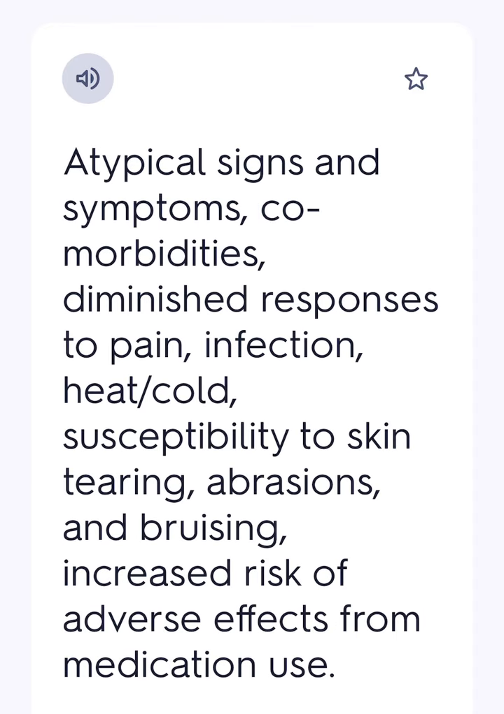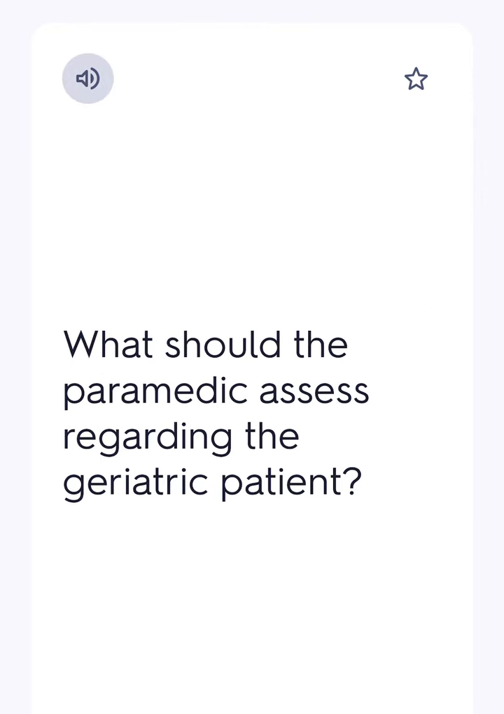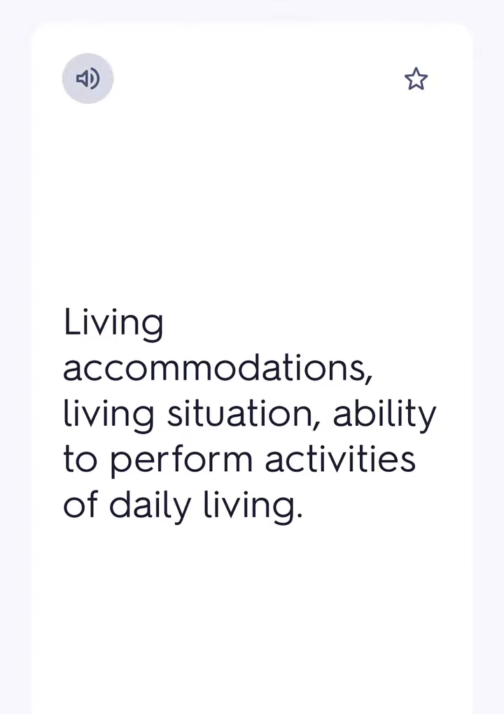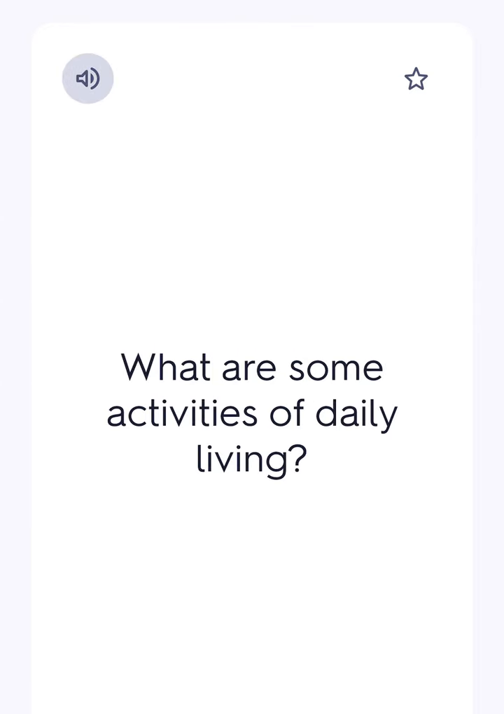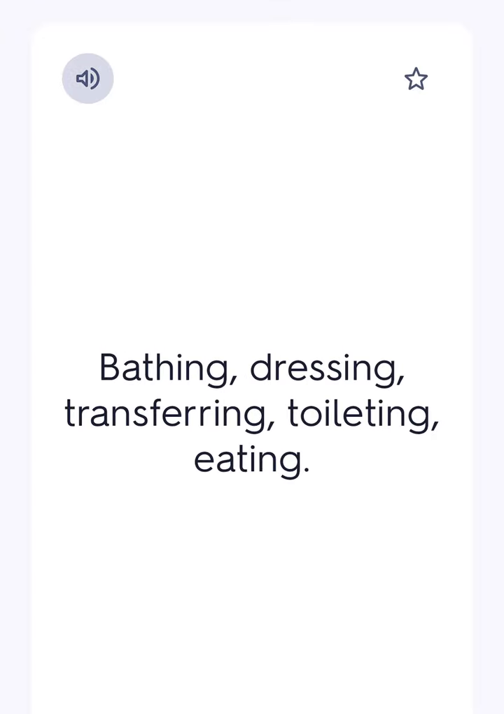Typical signs and symptoms, comorbidities, diminished responses to pain, infection, heat/cold, susceptibility to skin tearing, abrasions, and bruising, increased risk of adverse effects from medication use. What should the paramedic assess regarding the geriatric patient? Living accommodations, living situation, ability to perform activities of daily living. What are some activities of daily living? Bathing, dressing, transferring, toileting, eating.